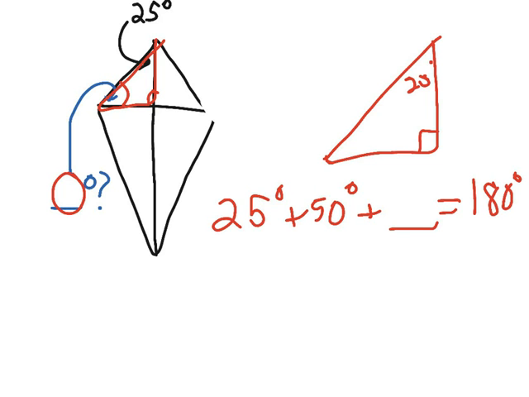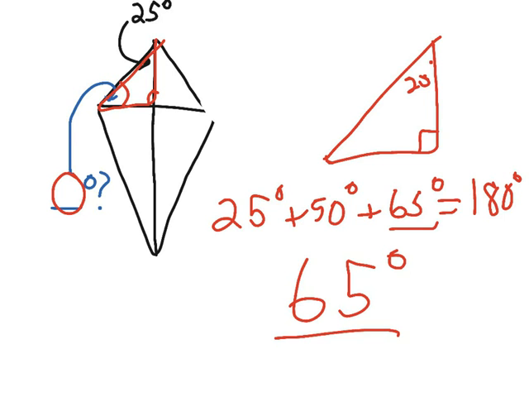And so in this case, it's 25 plus 90 plus 65 degrees would add up to 180. So that angle would be 65 degrees. So that's an example of using the theorem about the diagonals in a kite. Let's take a look at a second example.